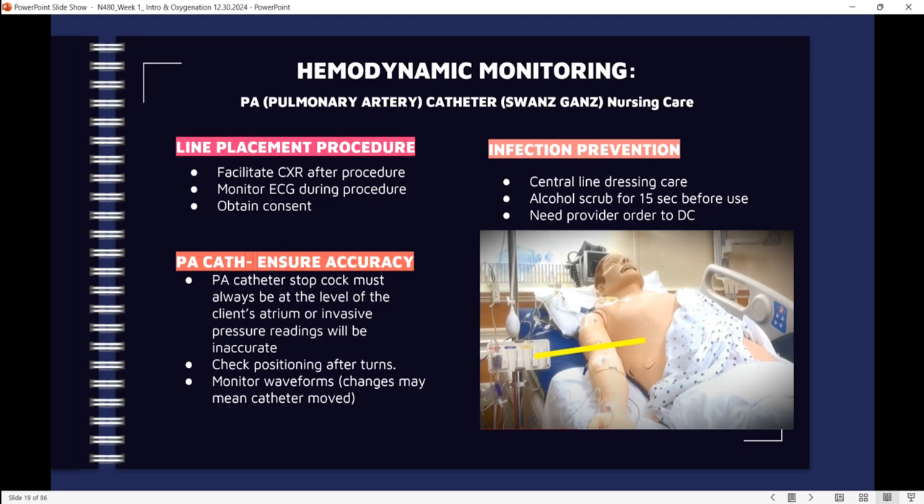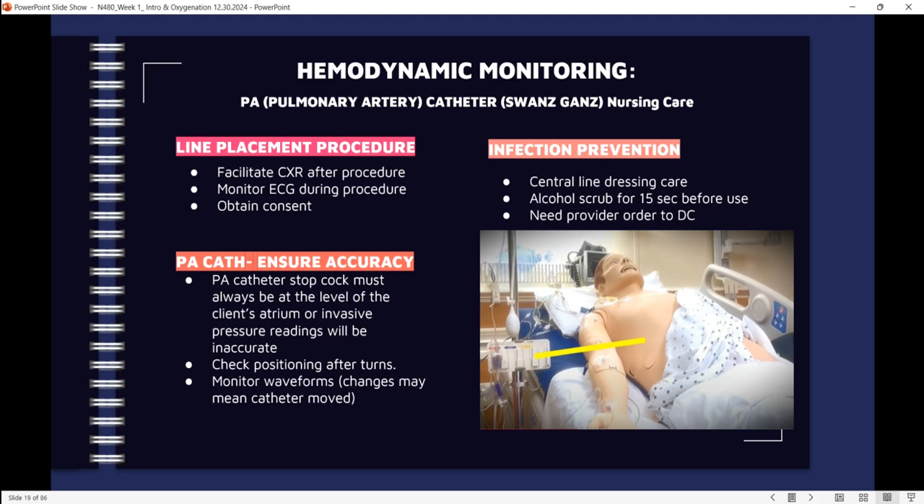Care for our patient with the PA catheter. We want to make sure, as you see in this picture, this is what our transducer, also known as stopcock, is referred to. And we want to make sure that our stopcock is level with that patient's right atria. So that way we can get an accurate measurement of our pressure. So we want to make sure that that patient's chest is level with the stopcock. That right atria is level with that stopcock.